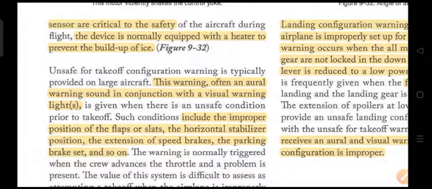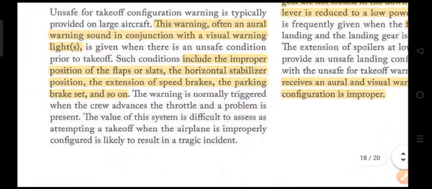These sensors are critical to safety, and this device is normally equipped with a heater to prevent the build-up of ice. Ice is not allowed to build up. An aural warning sound in conjunction with a visual warning light will come. That is, in the cockpit there will be a sound for the stalling warning, and visually you can also see it on the screens, so that even if they miss one warning, the other warning is not missed by them.